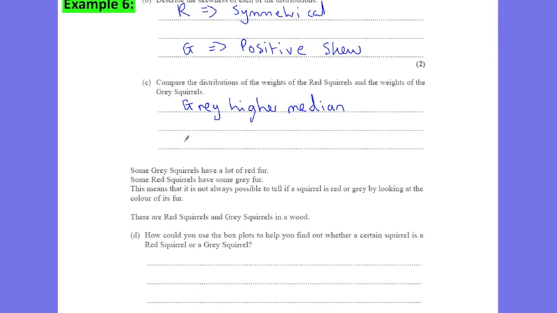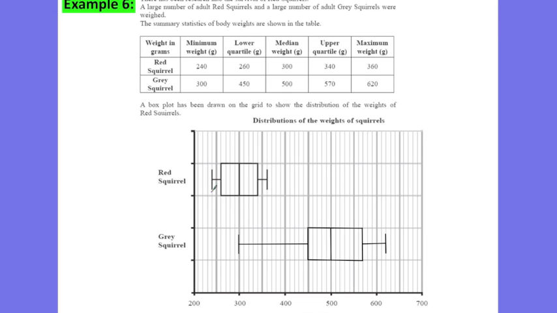We then need to look at the spread. Now we can look at the spread by looking at the range, which will be from our lowest value to our biggest value. And we can see here and we can see here. Now we can actually work out the values by subtracting. Here we have 620 subtract 300, and 360 subtract 240. And we can see that the grey has a much, much bigger range. Here, our range is equal to 120, and here, our range is equal to 320.